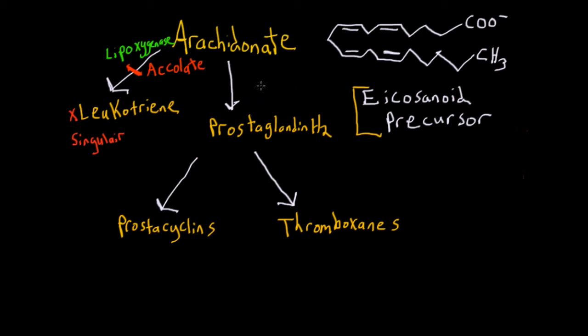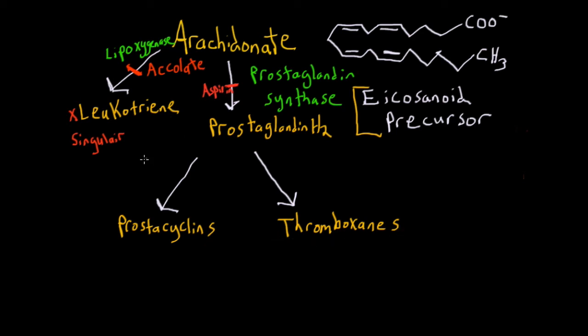Now what about these other eicosanoids we have here? Well, down here we're forming prostaglandins, and this is done by prostaglandin synthase. And actually, this is where aspirin and ibuprofen work, by blocking prostaglandin synthase. They're antagonists of prostaglandin synthase. So aspirin then will prevent prostacyclins and thromboxanes from being produced.